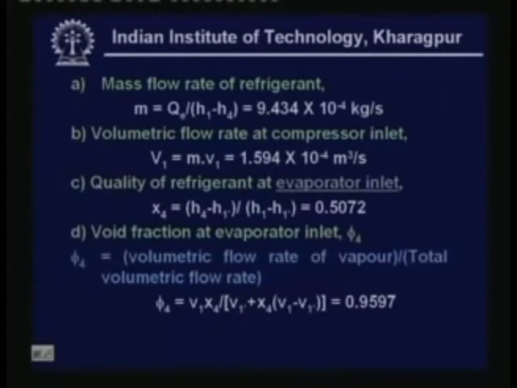Okay. Then void fraction. Void fraction is defined as the volumetric flow rate of vapor divided by the total volumetric flow rate. So, the difference between quality and void fraction should be clear. Quality is in terms of mass flow rates and void fraction is in terms of volumetric flow rates. Okay. So, the volumetric flow rate can be expressed by multiplying the mass flow rates into specific volumes. So, if you do that, you find that the expression for void fraction is given like this: phi 4 is equal to V1 into x4 divided by V1 dash plus x4 into V1 minus V1 dash, and we know all these specific volumes from properties. So, you find that the void fraction is 0.9597. That means more than 95% of the volume is occupied by the vapor.